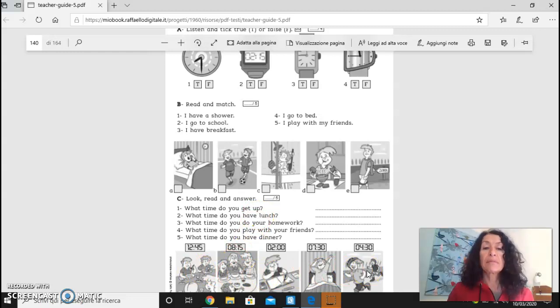Number 3. What time do you do your homework? Number 4. What time do you play with your friends? Number 5. What time do you have dinner? So, write the answer and complete exercise letter C.